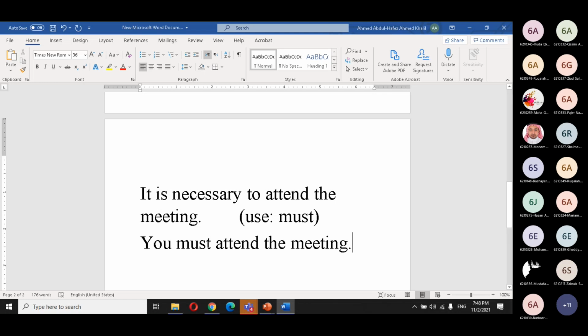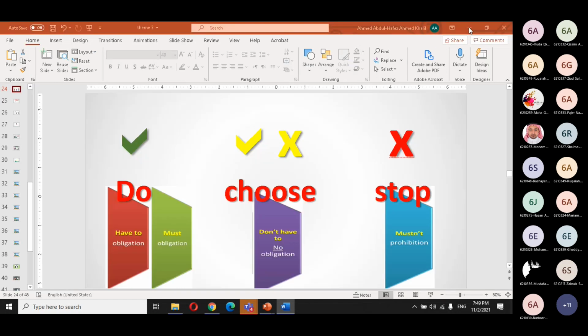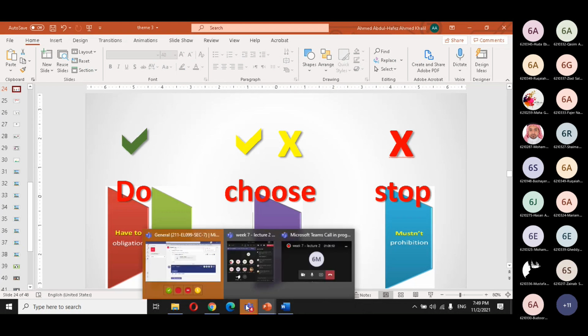Why? Because we said when you use must, must means it is necessary. So the two sentences give the same meaning. If you say you must attend the meeting, it means it is necessary to attend the meeting. They give the same meaning. Okay? So this is very important to learn.